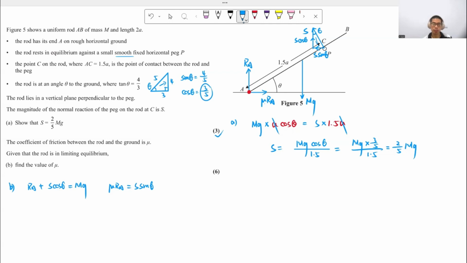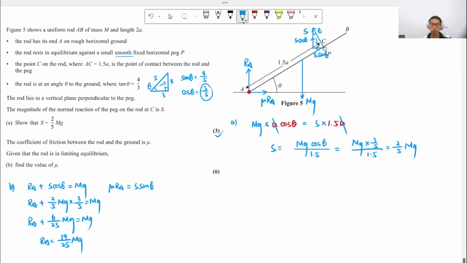Now we just have to simplify. So RA plus S, which is 2 over 5 mg, times cos theta, which is 3 over 5, is equal to mg. That means RA plus 6 over 25 mg is equal to mg, because 2 over 5 times 3 over 5, 2 times 3 is 6, 5 times 5 is 25. Then RA is just equal to mg minus 6 over 25 mg. So mg means 1 mg, and 1 minus 6 over 25 is 19 over 25 mg. So that's what RA is.